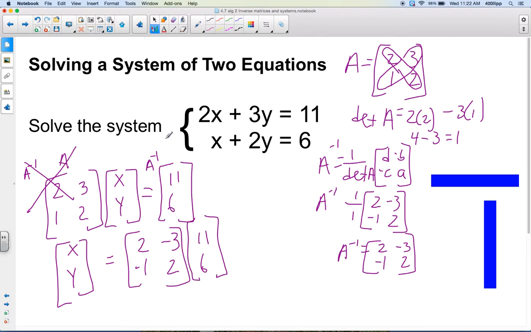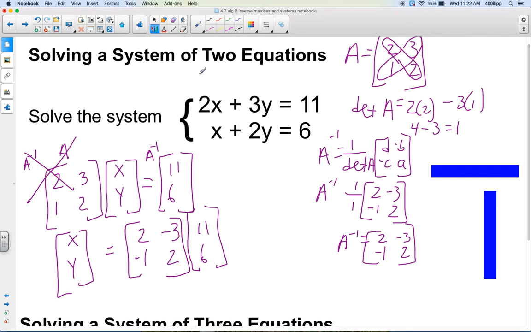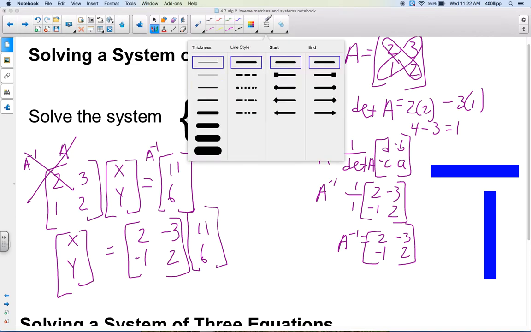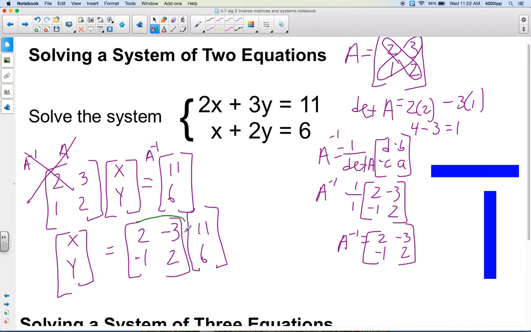Okay, so multiplying that out, I'm going to go row by column now for this. Going row by column to multiply this out, I'm going to get 2 times 11 is 22. Negative 3 times 6 is a minus 18.